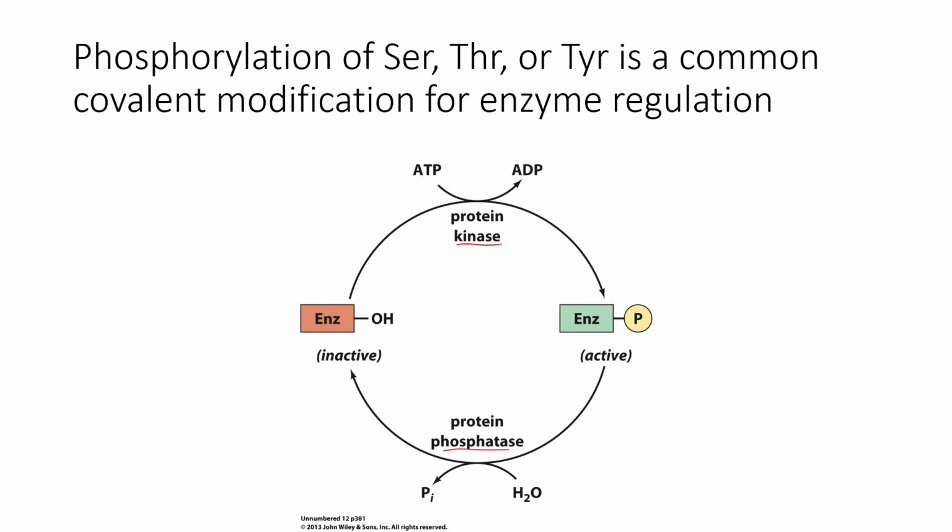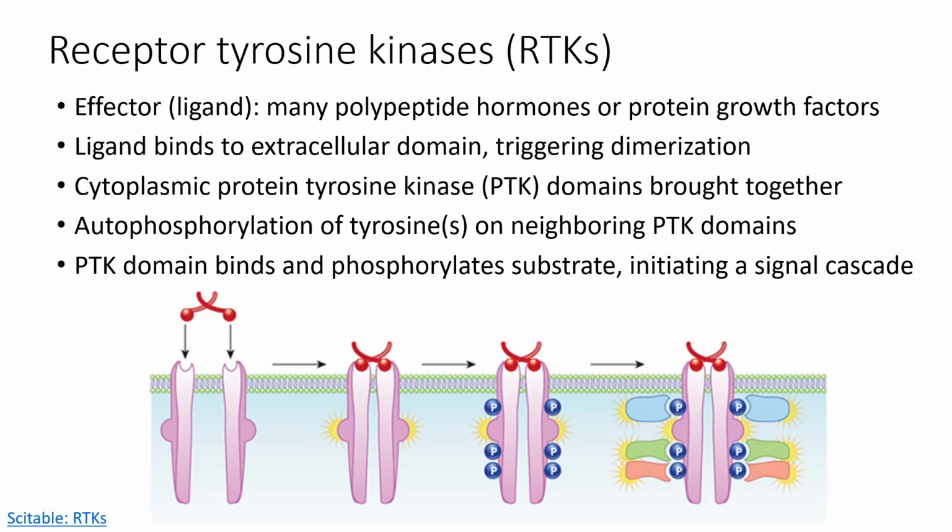You can imagine during a signaling cascade, you might have one enzyme which gets turned on by a kinase, it becomes activated because it's phosphorylated, and then once it is activated, it might go on to act as a kinase for the next enzyme in that signaling cascade, and so on and so forth. So let's get into some examples of these receptors and the beginning of these signaling cascades.